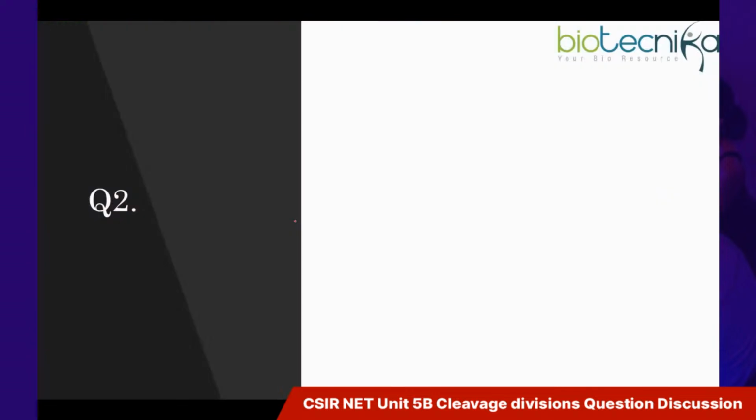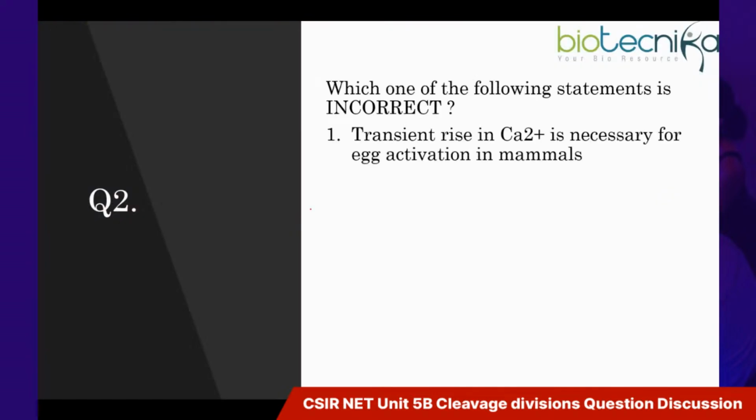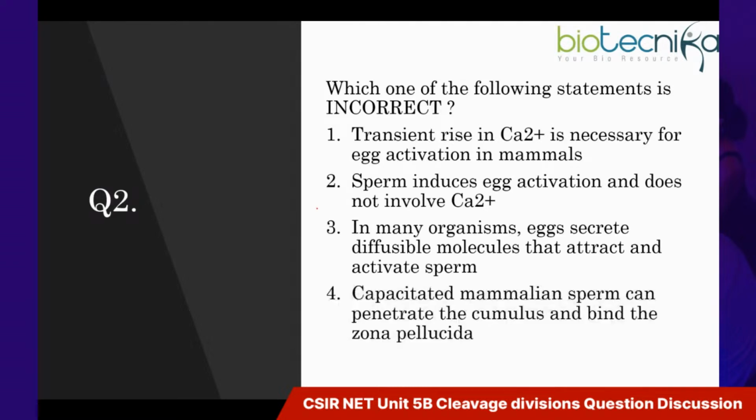Okay, so next is question number 2. Which one of the following statements is incorrect? Transient rise in calcium is necessary for egg activation in mammals. Sperm induces egg activation and does not involve calcium. In many organisms, eggs secrete diffusible molecules that attract and activate sperm, and capacitated mammalian sperm can penetrate the cumulus and bind the zona pellucida. So which one out of these is incorrect? You have to select the false statement.